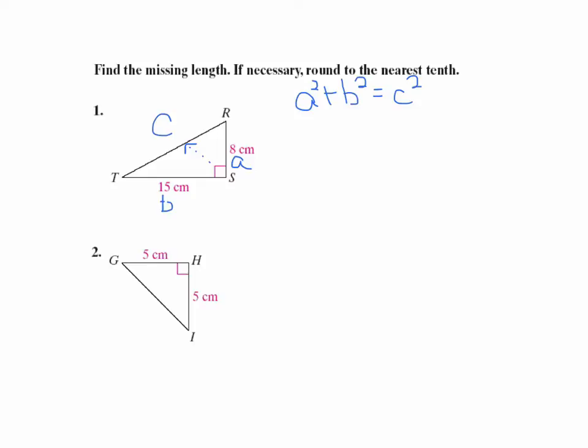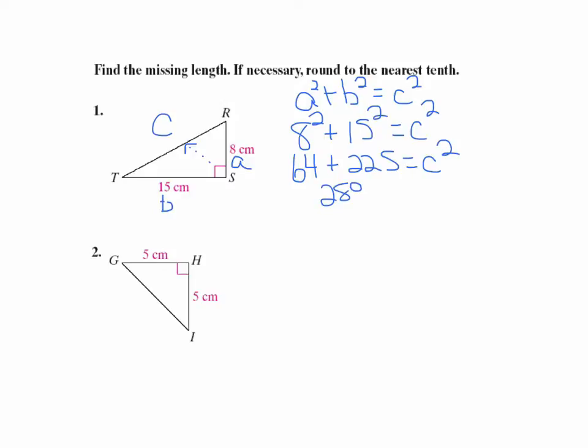So we're going to substitute this in. A is 8, so 8 squared, plus B is 15 squared, and we're trying to find C. But right now it's C squared. So 8 squared is 64, plus 15 squared is 225, equals C squared. 225 plus 64 is 289, and that is C squared.